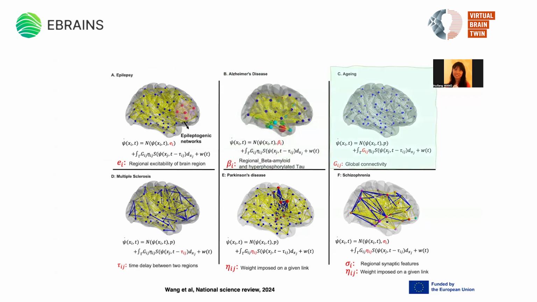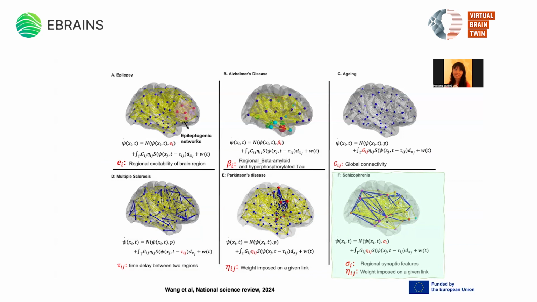For aging, we focus on global connectivity changes that we consistently observe in empirical data. For multiple sclerosis, a meaningful parameter is the time delay between regions due to changes in myelination. In Parkinson's, link weights act as control parameters because neurotransmitter problems in the basal ganglia disrupt communication. For schizophrenia, the control parameters can be regional, such as gray matter volume changes, and also network level, including anomalies related to dopamine and serotonin systems.